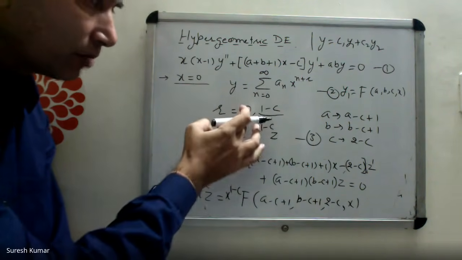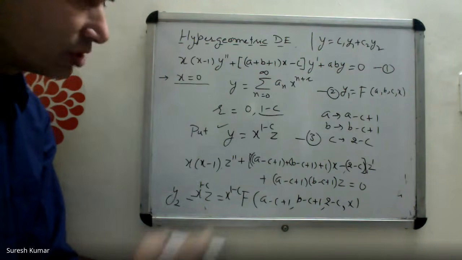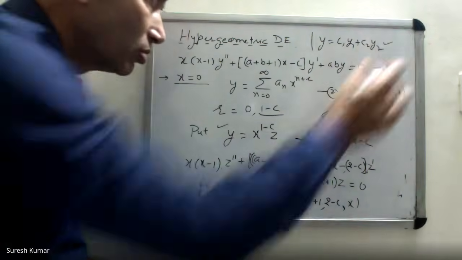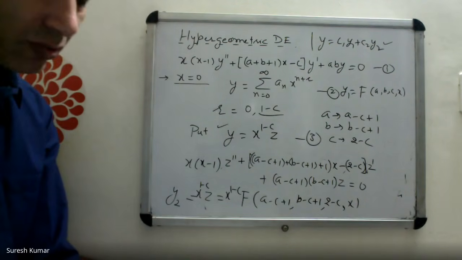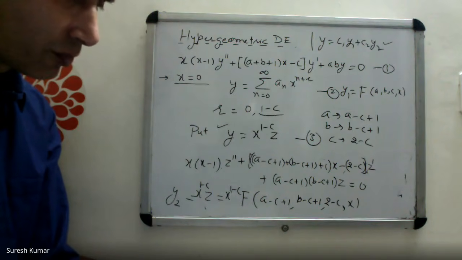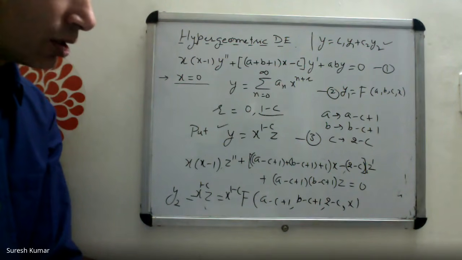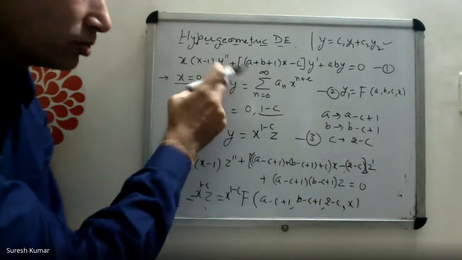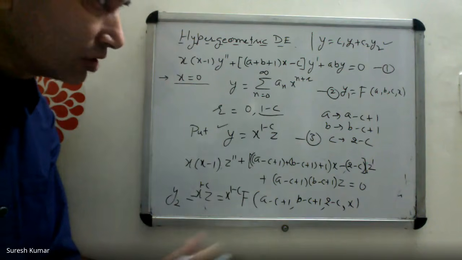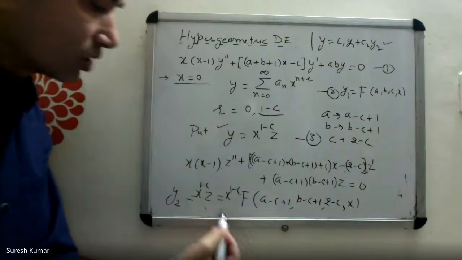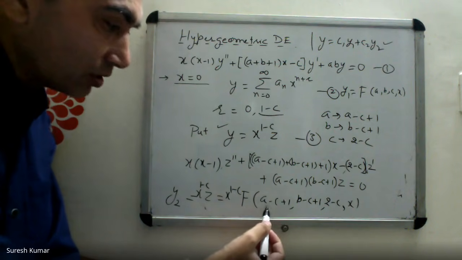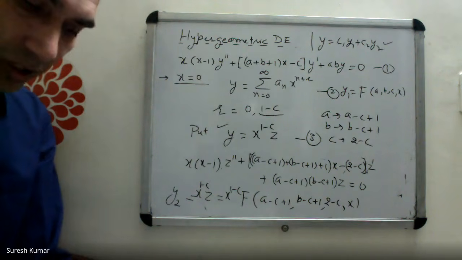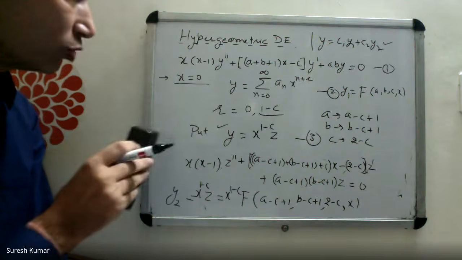That condition, I think you remember: 1 minus c should not be an integer. The difference of the roots should not be an integer. If not an integer, in that case, y equal to c1 y1 plus c2 y2 is the general solution of 1. So c1 y1 plus c2 y2 is the general solution of 1 provided c is not an integer. And what is y1? F(a, b, c; x). What is y2? x power 1 minus c and this expression. Okay, keep this in mind. Let's move further.